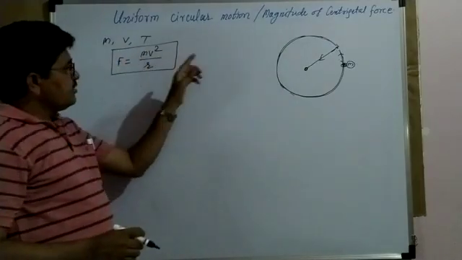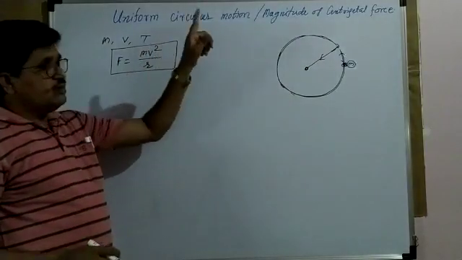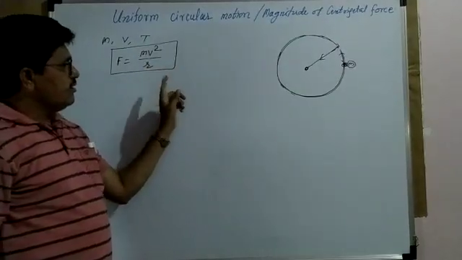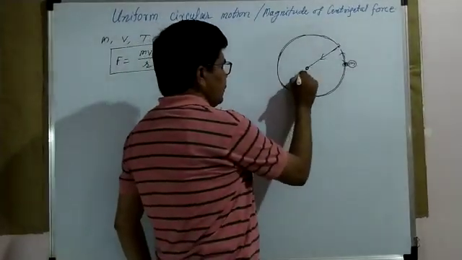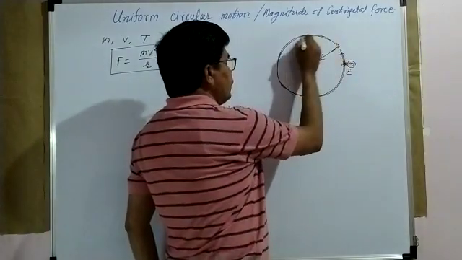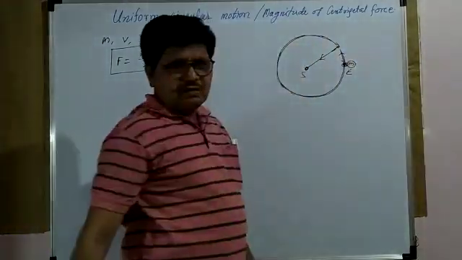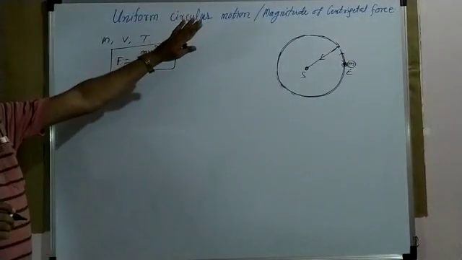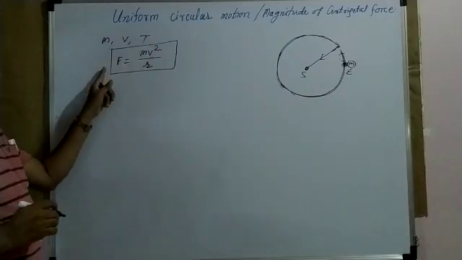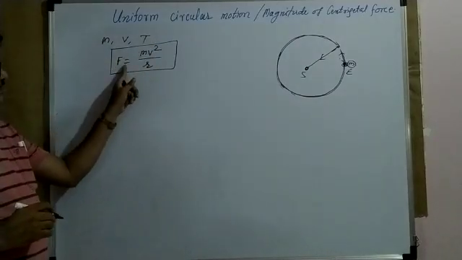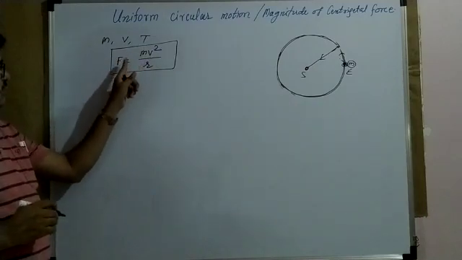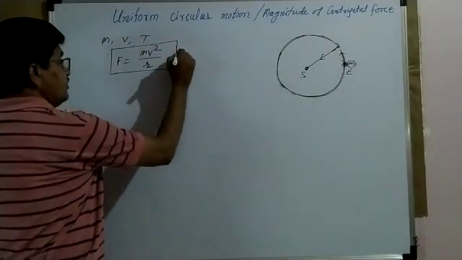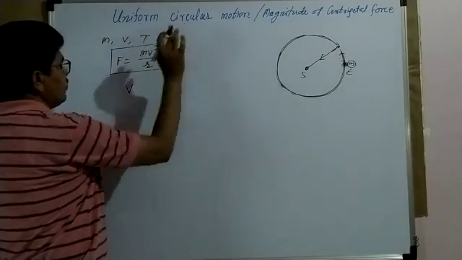Where m is the mass of the earth, v is the uniform speed of the earth, and r is the distance between the sun and the earth. Earth completes one revolution around the sun in a specific interval of time. That time is nothing but the time period of the earth, that is T. The centripetal force acts on the earth toward the sun, that is F equal to mv square by r. After this, how will we determine the uniform circular motion?